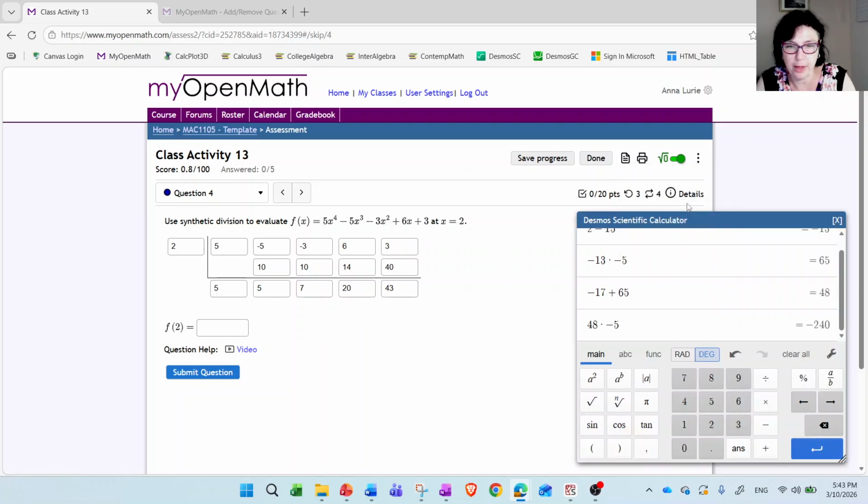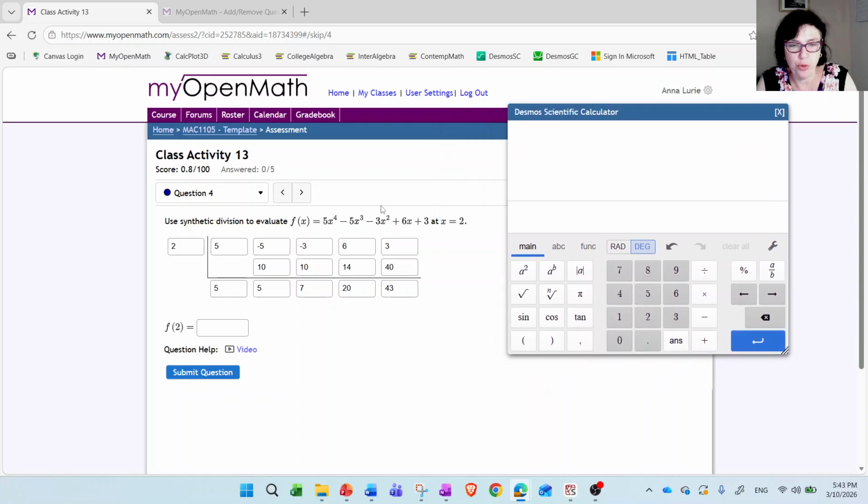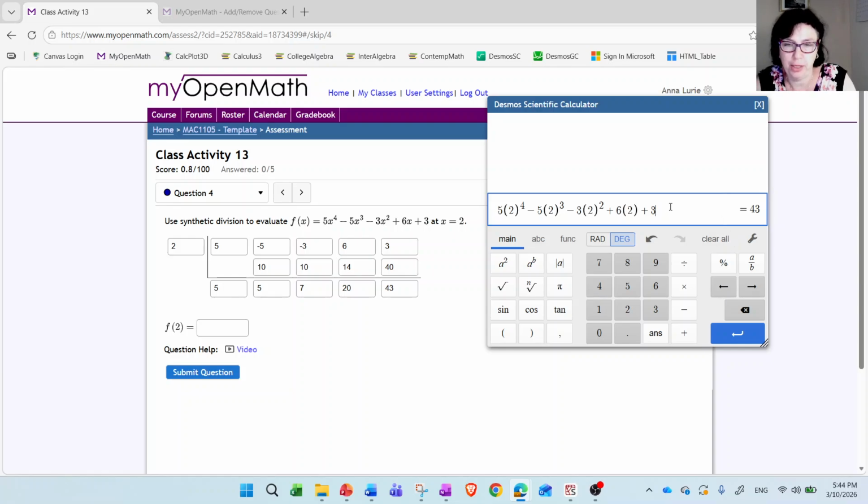Well, watch me do this. I'm going to open the calculator. Let me clear everything. I want to evaluate this function at 2. And what do I do to do that? Well, wherever I see x, I'm going to insert empty parentheses, and insert that number 2 in each one. Okay, so that's 43.